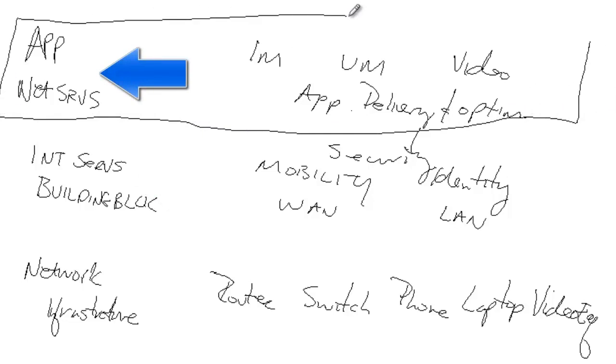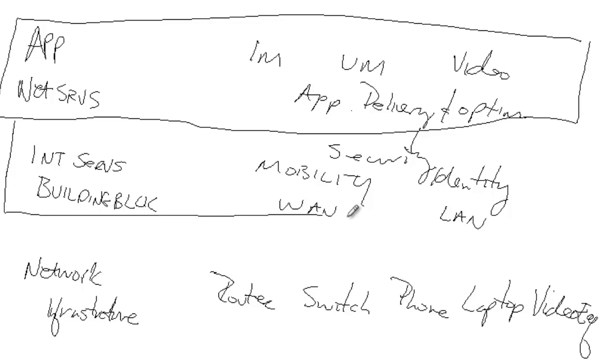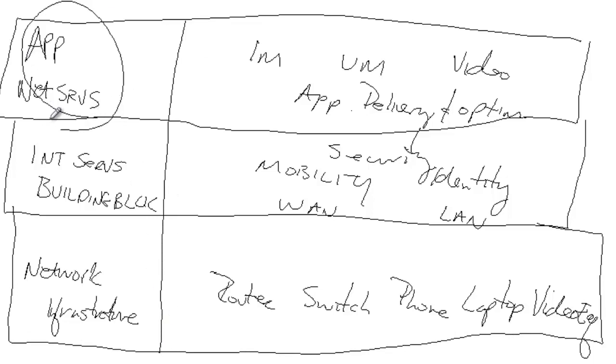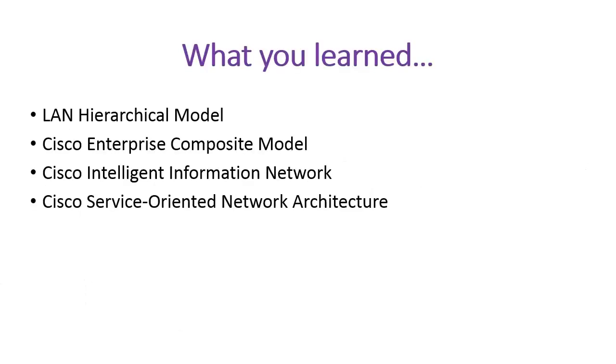So the application layer is one distinct layer. The integrated services building blocks, or the integrated services layer, is another unique layer, and then the network infrastructure is another unique layer. This is important to understand these concepts to wrap your head around what Cisco SONA actually is. Three separate layers, critical to proper network design and implementation.